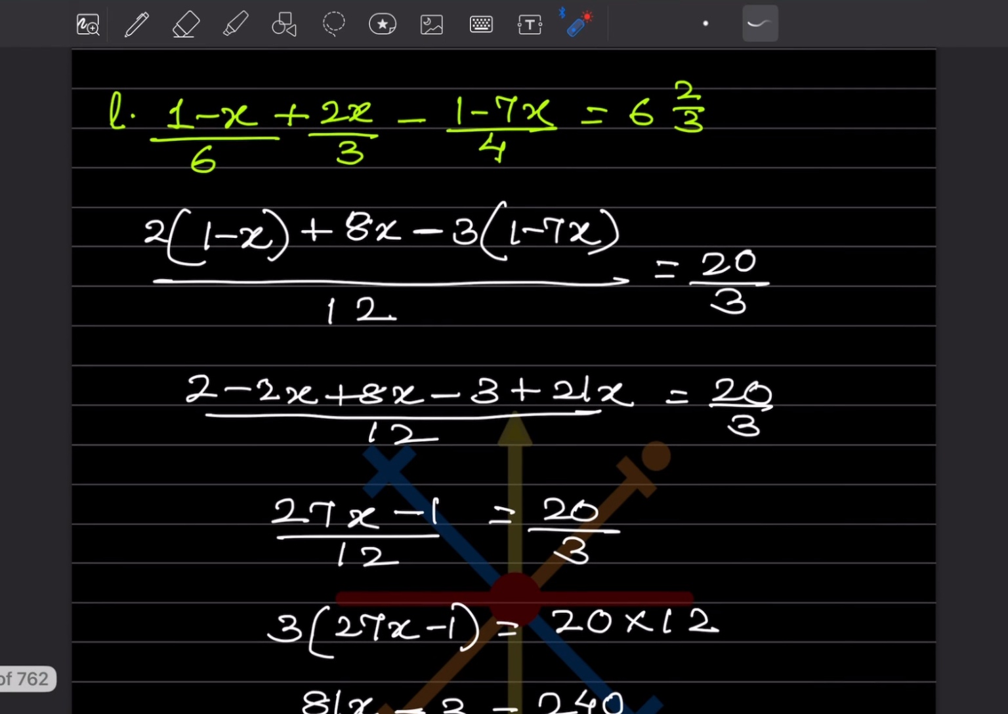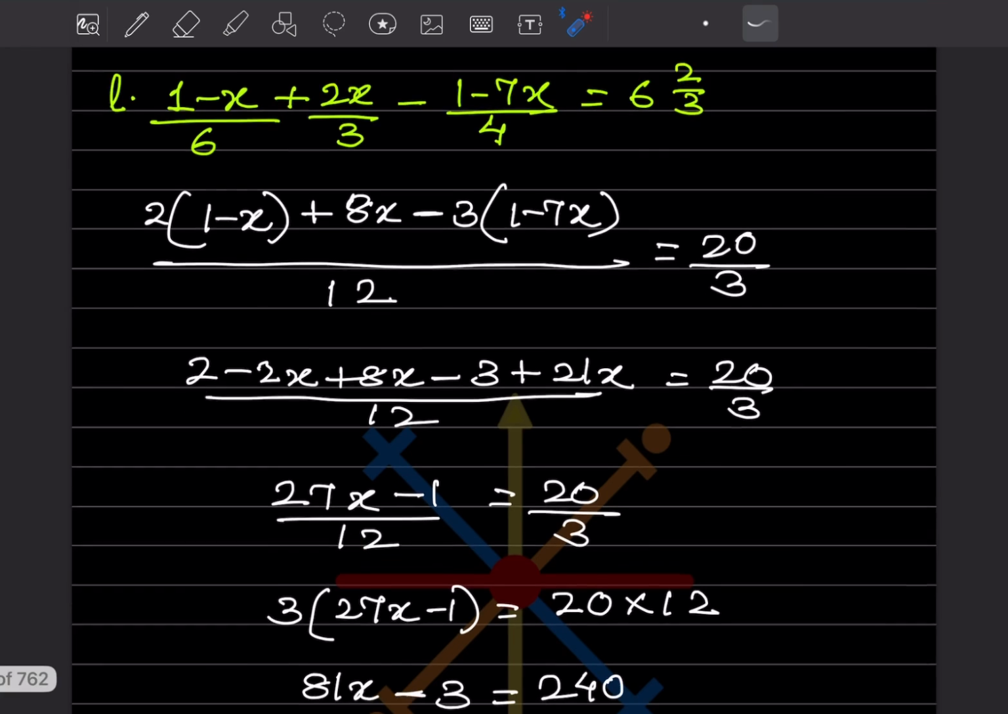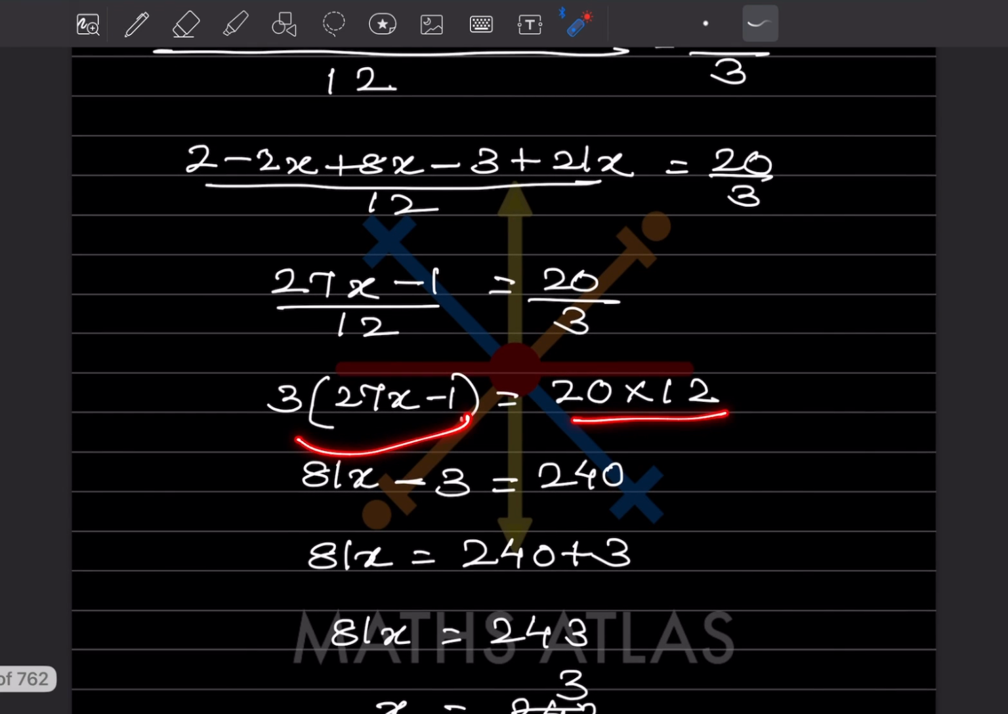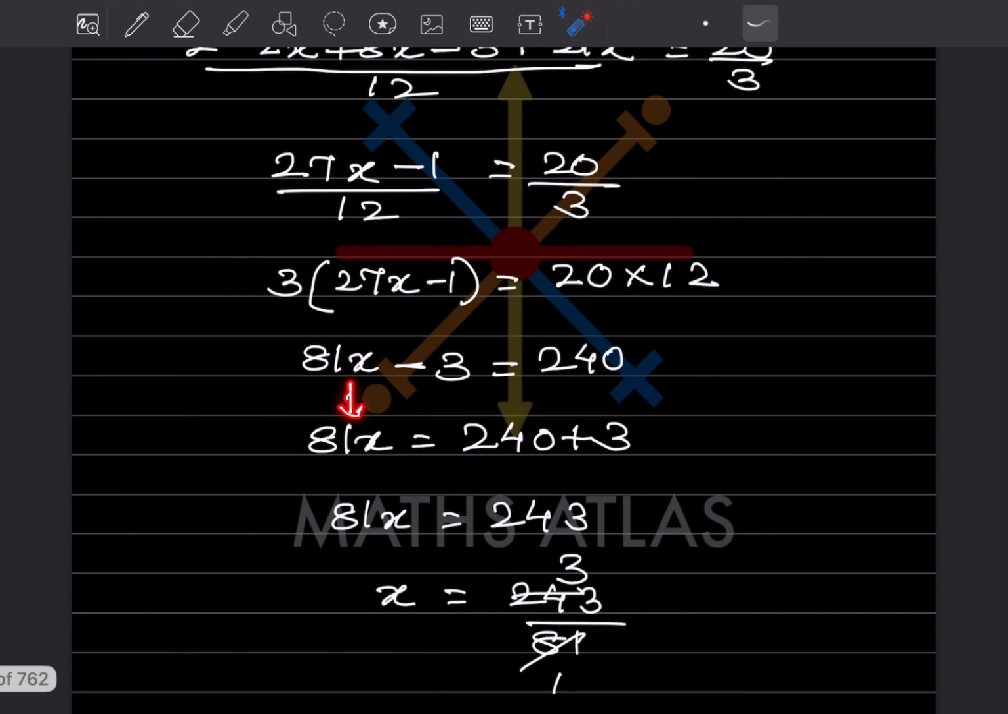So this is going to be, now we can see x3 here, that is going to be this and this part. So that is going to be 27x minus 1 by 12, that will be 20 by 3. So now we can cross multiply over here. So 3 into 27x minus 1 will be 20 into, this will go on the other side, that will be multiplied by 12. So it will be 81x minus 3 will be, this will be 240. So this one will be 81x will be 240.